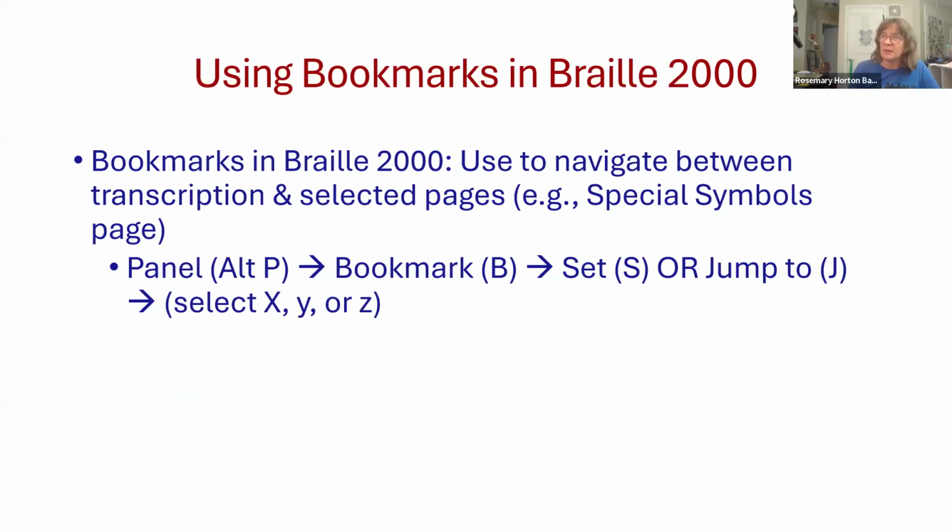Using bookmarks in Braille 2000. I'll be using these throughout the demo, and I'll show how to set them toward the end. First, just to give an idea of how I use them, just to navigate between different sections of the text. This is an example, navigating between, say, transcription and the special symbols page. But wherever I am in a file, I always set a bookmark at the end of the day, which is a lot nicer than years ago when I'd have to go back and ask what print page was I on and where is it in here? Oh my goodness. So the bookmarks just get me there quickly.